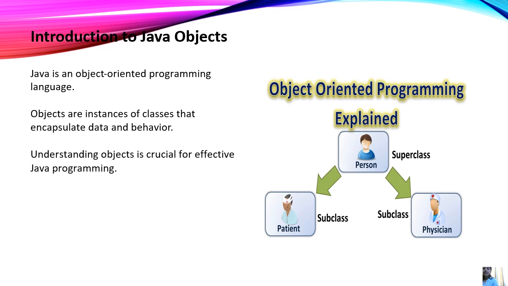First, let us see the Introduction to Java Objects. Java is an object-oriented programming language. Objects are instances of classes that encapsulate data and behavior. Understanding objects is crucial for effective Java programming.